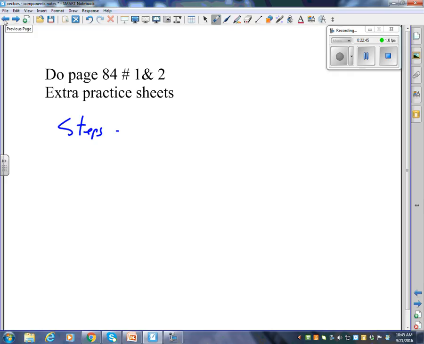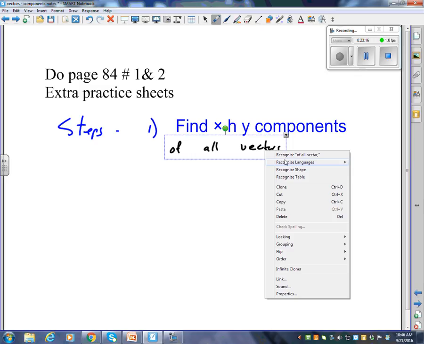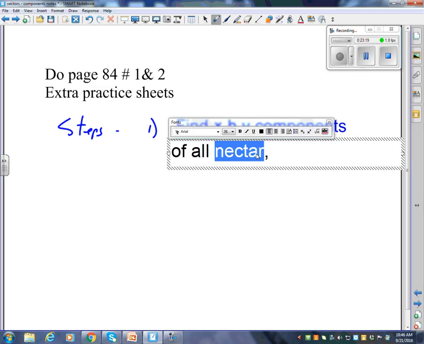Of each vector? Yeah. Okay. Is that what you said? I thought you said the tan thing. Yeah. Oh, okay. Find X and Y components. Not that, but you use the sin. Yeah, yep. Find the X and Y components of all vectors.